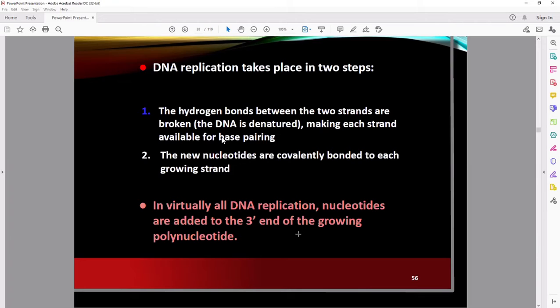So each single strand is ready for nucleotides to come in and complement it, to become one complete DNA. Then the nucleotides are covalently bonded to each growing strand, and in virtually all replication, nucleotides are added to the 3' end of the growing strand. The addition of nucleotides at the leading strand will be added at the 3' end of the growing nucleotide chain.